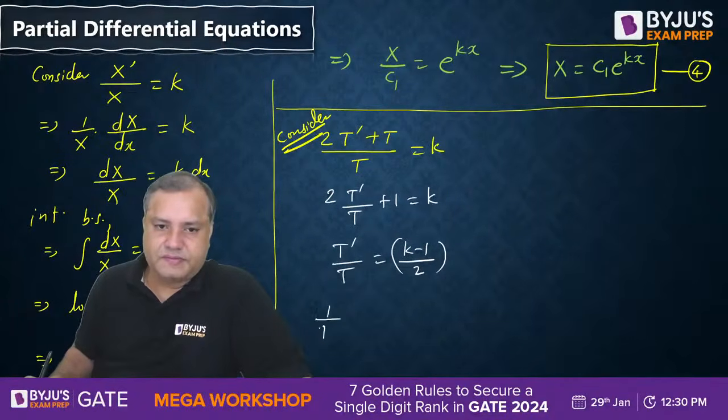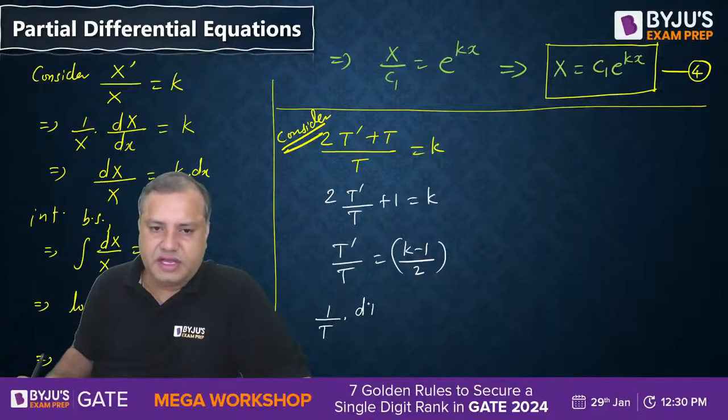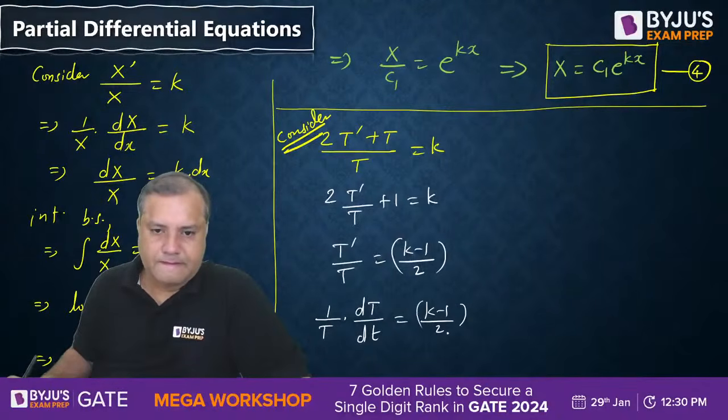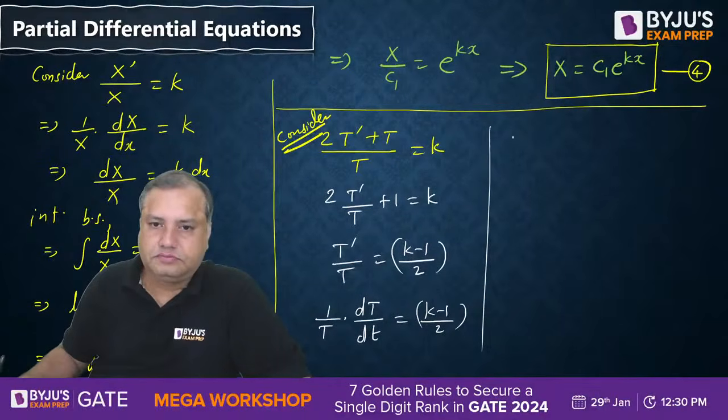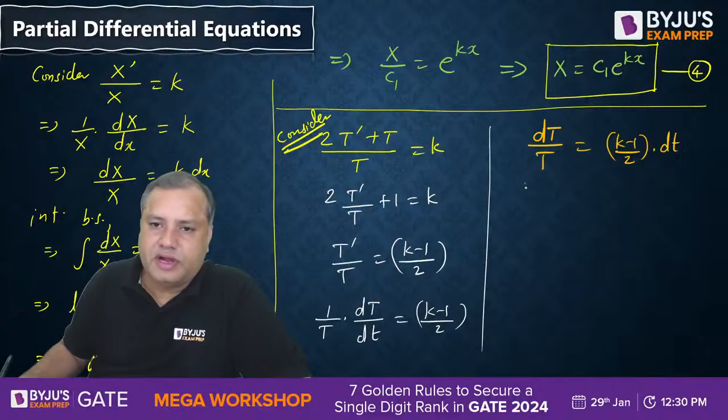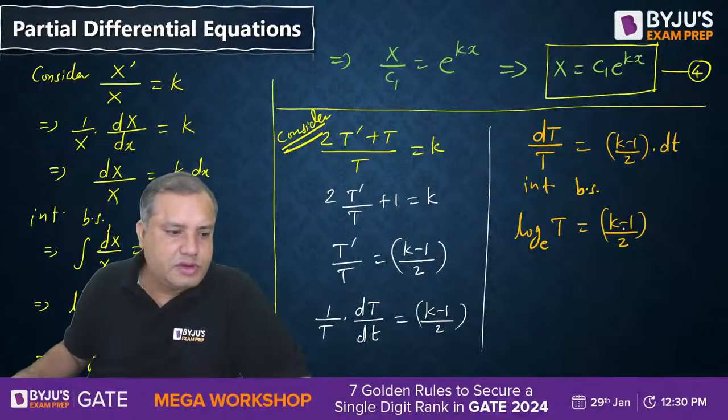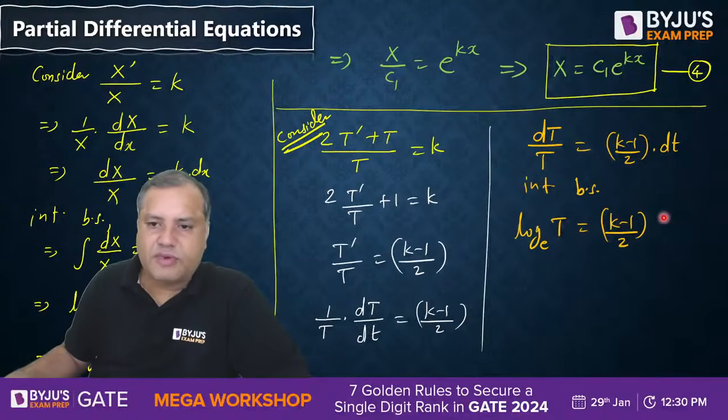So 1 by T, and T dash is dT upon small dt. Now separate the variables. So dT upon T equal to k minus 1 by 2 into dt. Integrate both sides. So integration of dT by T is log T, k minus 1 by 2, integration of 1 will be t plus some constant c2.